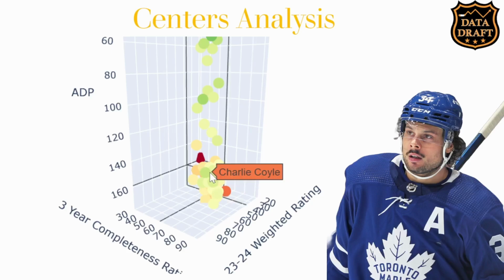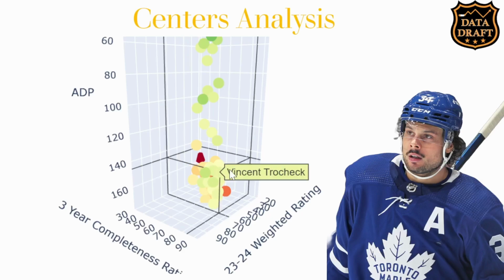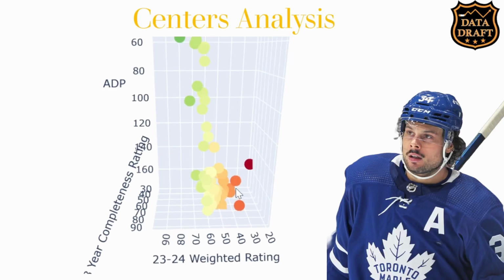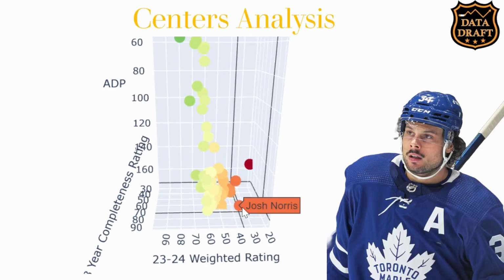These are going to be guys that are going to be either very complete and low ceiling, or they're going to be really good at one or two things. And in the back here, you can kind of see some of these guys. I think Camp is a peripheral guy. Charlie Coyle, you're picking up because of the Boston effect. And then Josh Norris down here.